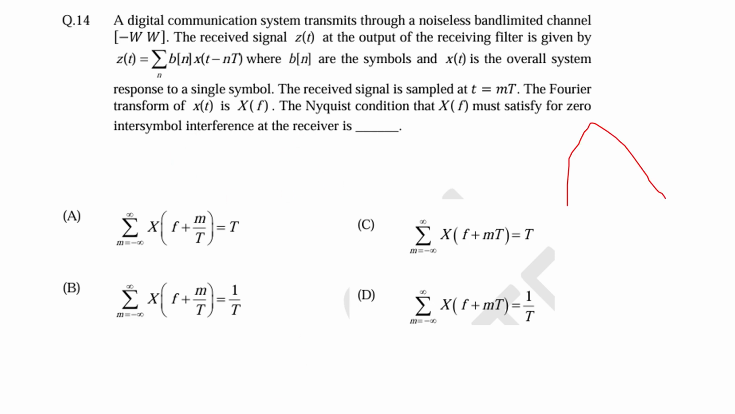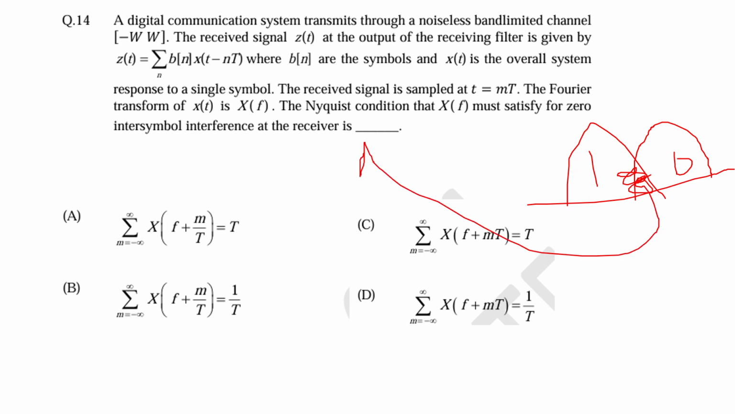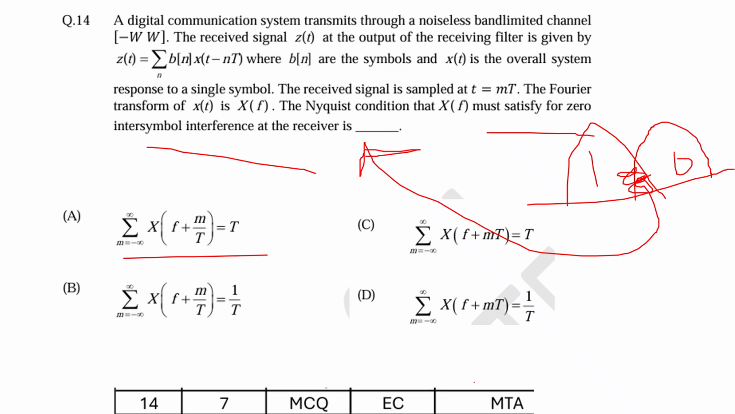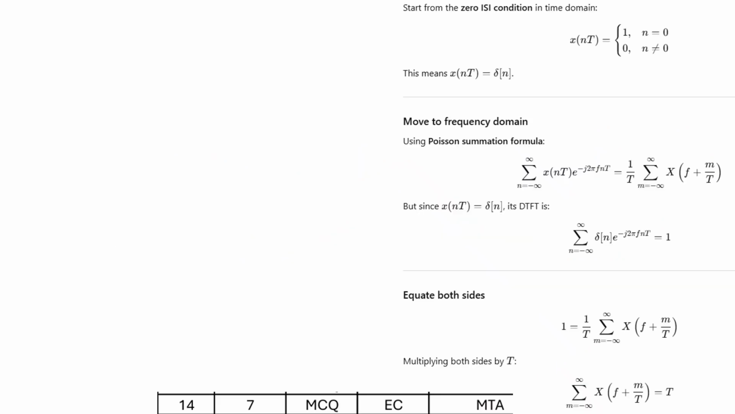So the question is, what is inter-symbol interference? Whenever you are transmitting data 1 and data 0, there will be interference in between while you are sending 1 and 0. So that is ISI only. So you have to find out the Nyquist criterion so that you can have zero ISI. Here any option that is marked is correct, meaning all options are correct. So the sum of X(f + m/T) is equal to T, and we have to find this condition. Let's see the solution here.